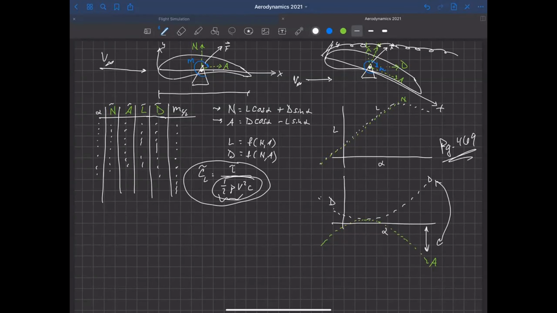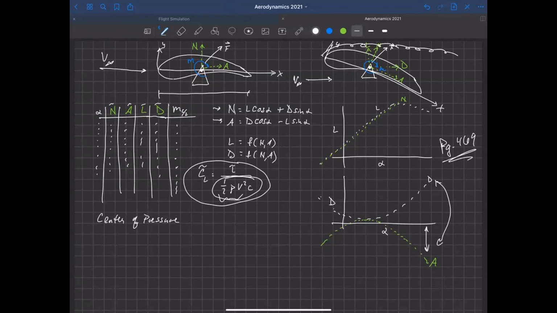Any thoughts? Okay, center of pressure and aerodynamic center. Exactly. Let's start with center of pressure, okay? So let's use it first to find that.